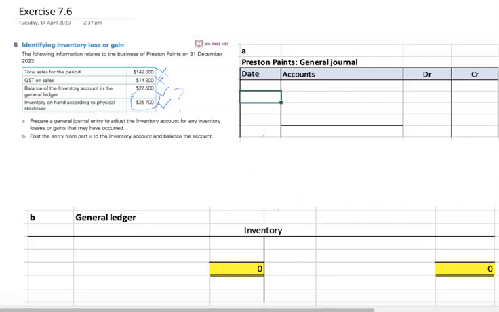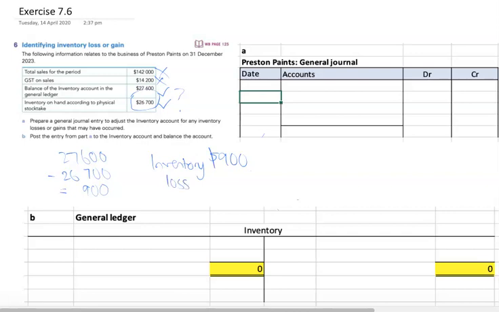So let's think this through. We think in our records, in our ledger, we have 27,600 of inventory, but the stock take has 26,700. So the count has revealed that we have lost some inventory. How much have we lost? We have lost the difference between those two. 27,600 minus 26,700, using your calculator, equals 900. So we have an inventory loss of $900.